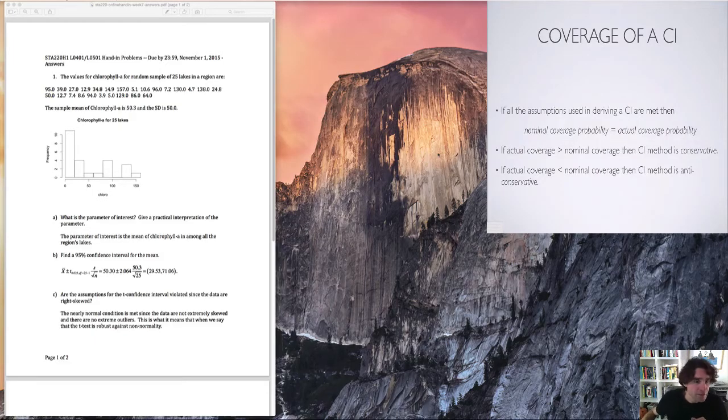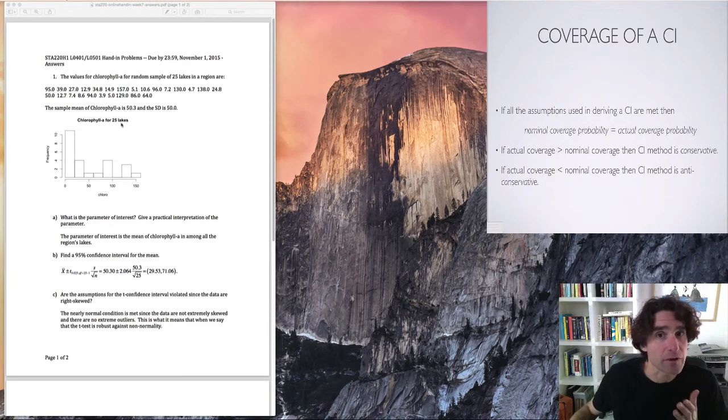Now let's go over here to the hand-in problem for this week. It says that the values of chlorophyll A for a random sample of 25 lakes in a region are given by this data. The sample mean of chlorophyll A is 50.3 and the standard deviation is 50. What is the parameter of interest? Give a practical interpretation of the parameter. So the parameter of interest here is the mean of chlorophyll A among all the region's lakes.